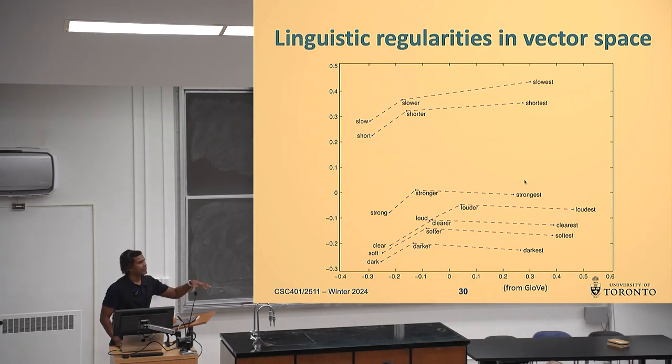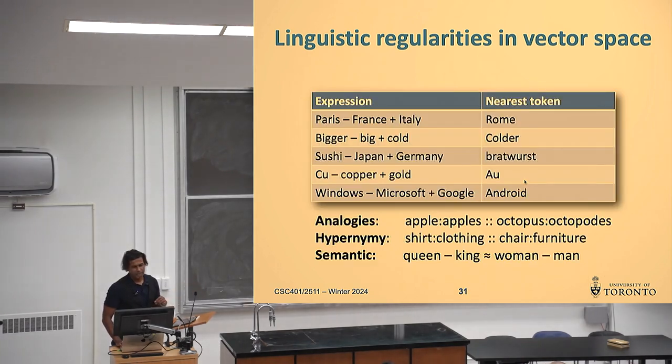And this kind of regularity is very helpful. Here we can see that it even expands to semantic regularities, like city minus country plus another country gives you the capital of that country, things like that, even through hypernyms, like shirt is to clothing as chair is to furniture. And I guess the most famous: queen minus king equals woman minus man. So the vector space of these learned word embeddings shows this kind of regularity, which is very helpful in downstream NLP tasks.